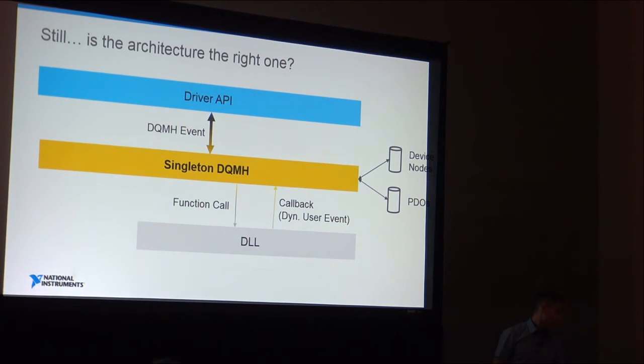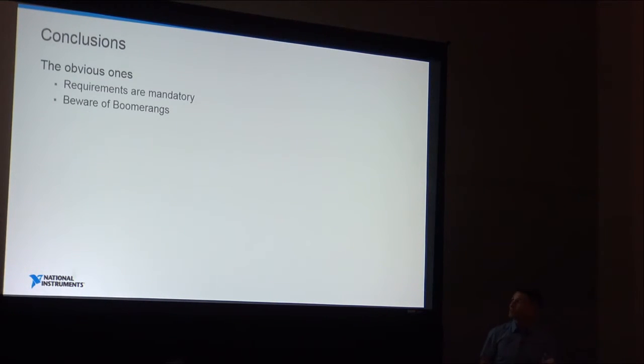It could make my architecture cleaner. Conclusions. Coming to an end because it's running out of time. They are the obvious ones. Requirements are mandatory. I left this, don't give important stuff to students. And just beware of boomerangs. No offense intended, but time after time, we're all repeating this error. Time after time it shows up that it's only of limited value. Okay, and beware of boomerangs.